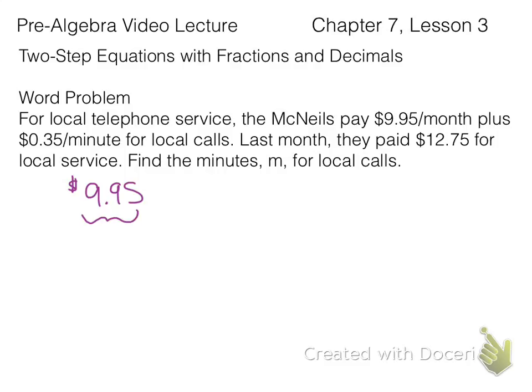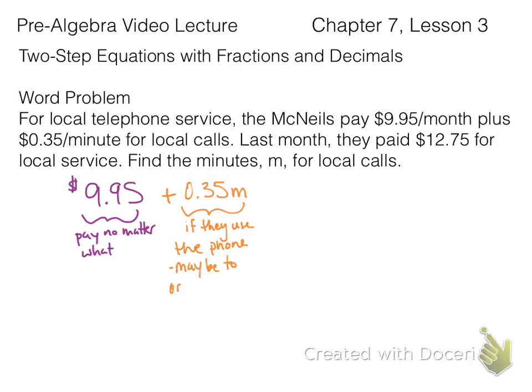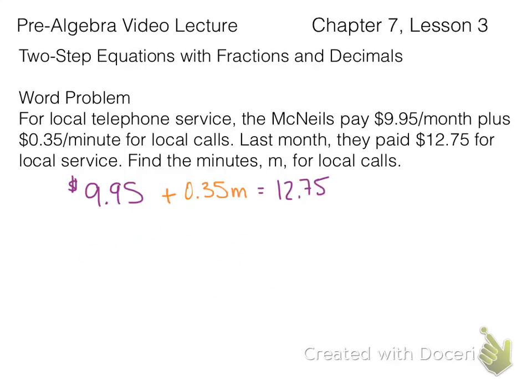All right, next up, we have: for local phone service, the McNeils pay $9.95 plus 35 cents per minute for local calls. So even if they never picked up their phone once, it still costs them $9.95. But the moment they pick up their phone and maybe order a pizza, it's going to cost them 35 cents per minute. So at the end of the month, it's going to cost them $12.75. Okay, so we need to figure out how many minutes they were on the phone this month.